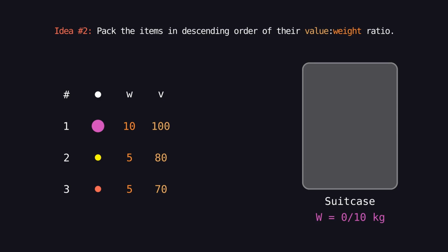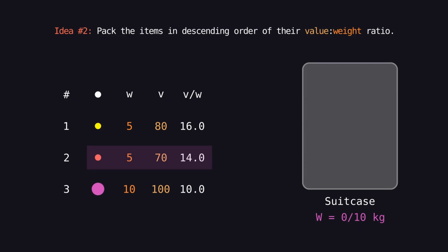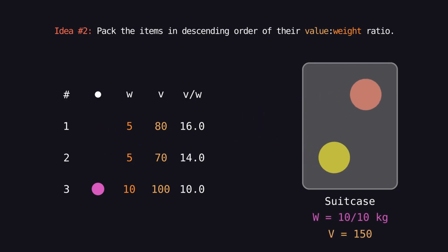Then the previous example passes. The 10 kilo item has a value to weight ratio of 100 over 10, which is 10. The first 5 kilo item has a value to weight ratio of 80 over 5, which is 16. And that's better than the first item. The second 5 kilo item has a value to weight ratio of 70 over 5, which is 14. And that's also better. So this suggests that the two 5 kilo items have a higher value per kilogram. So picking those first would make sense, right? You end up with the best bag, right?